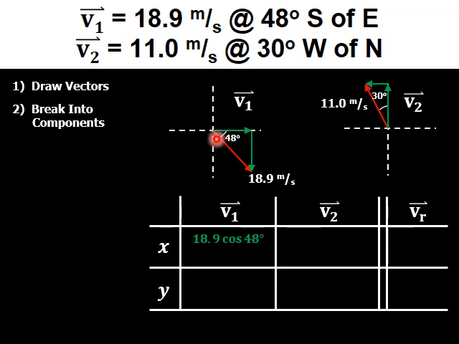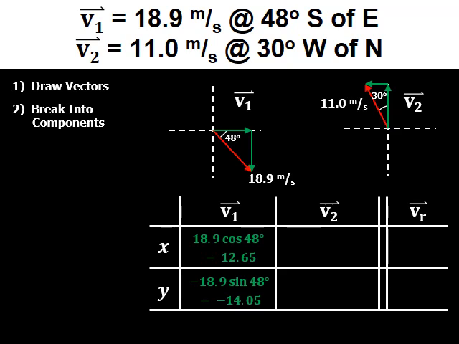All right, so the first vector, for the x direction, is adjacent, so it's going to be cosine of 48 degrees. So 18.9, which is the hypotenuse, times cosine of 48 degrees is going to be equal to 12.65. If the x direction is cosine, the y direction is automatically sine. You can see that with the diagram too. It's going to be opposite, so we're going to use 18.9 sine of 48 degrees. Now it's south, which means it needs to have a negative. So we punch that in, we get negative 14.05.